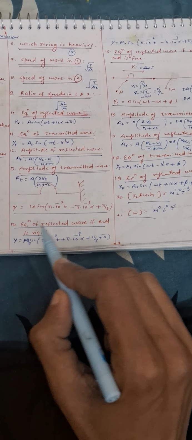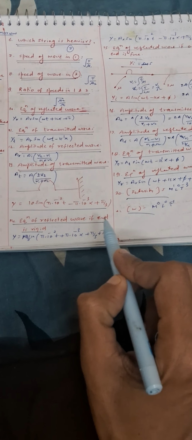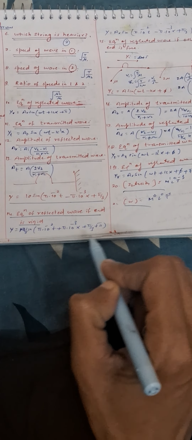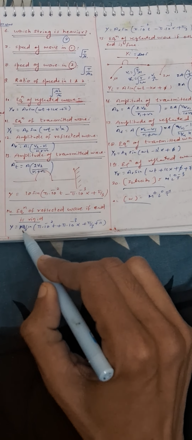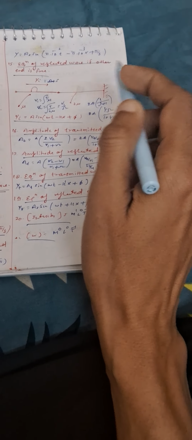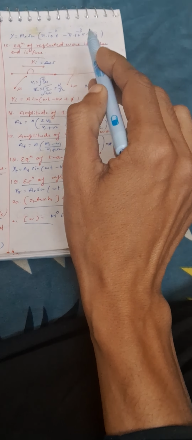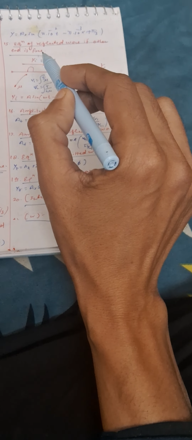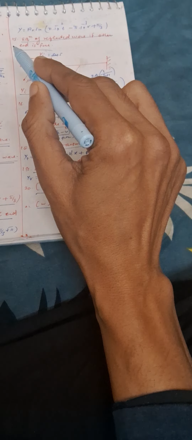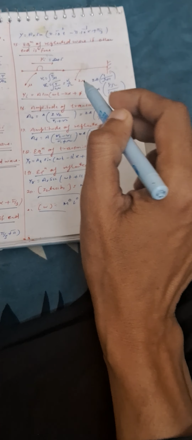Next, a wave pulse is given by y and we need to find the equation of the reflected wave if the end is rigid. If the end is rigid, that means there will be an additional phase of π, so the equation will be A_R, this part will remain the same, and add π to this. So we can also write it as this. Next is the equation of the reflected wave if the other end is free. If the other end is free, there will be no phase change, so the equation will remain the same.